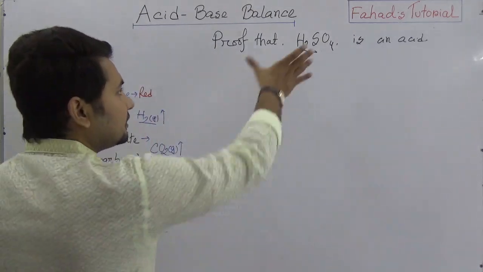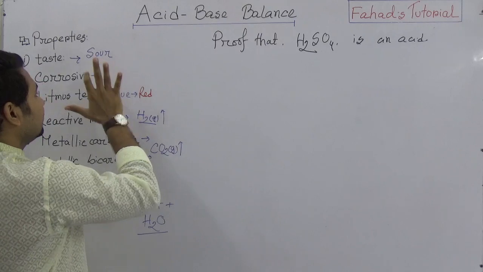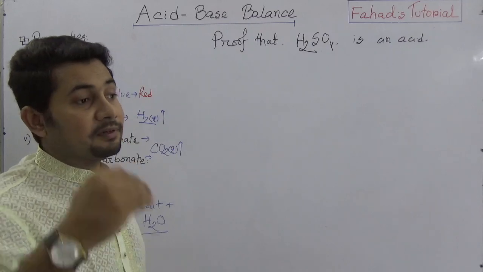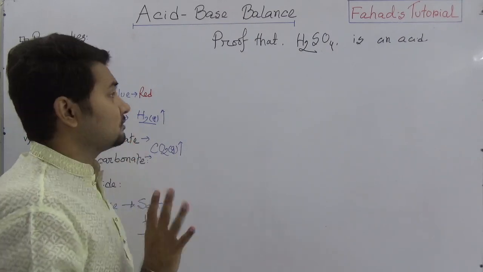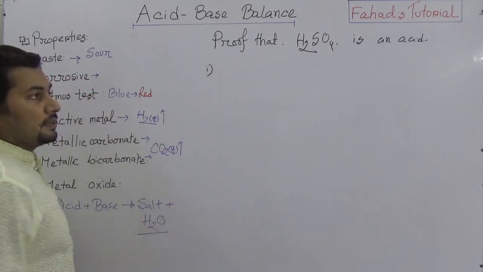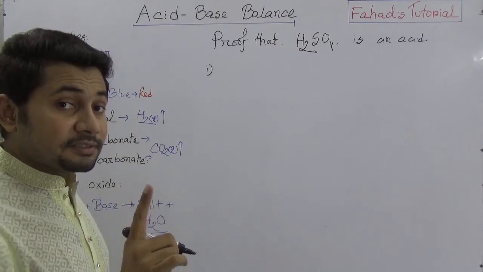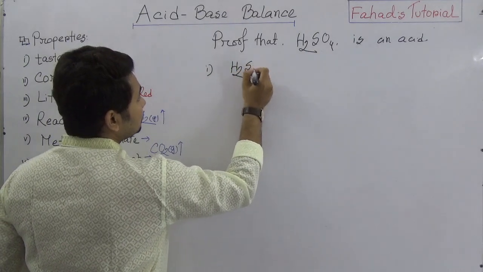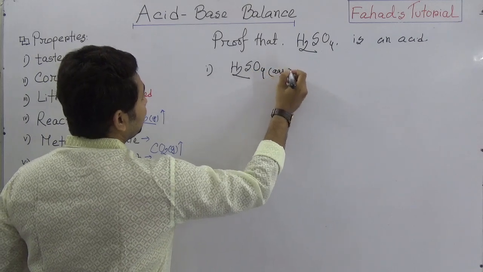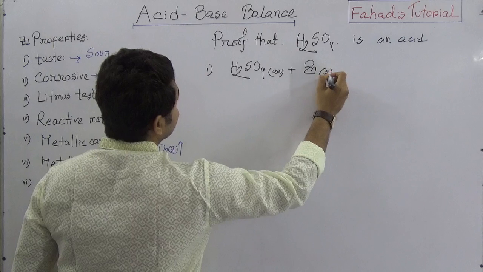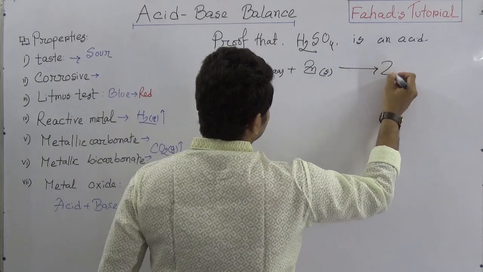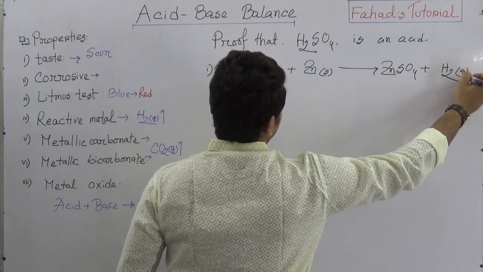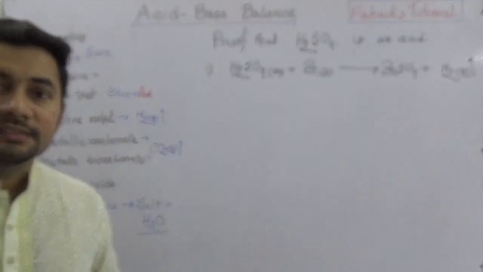So this is corrosive. Sulfuric acid, taste sour, it's corrosive. In case of litmus paper, sulfuric acid will turn blue litmus paper into red. Completely, you just write these three things. So in case of reaction, dilute sulfuric acid will react with a reactive metal. So H2SO4, when it reacts with zinc, then it will produce zinc sulfate plus hydrogen gas. This is very important. This is really important.